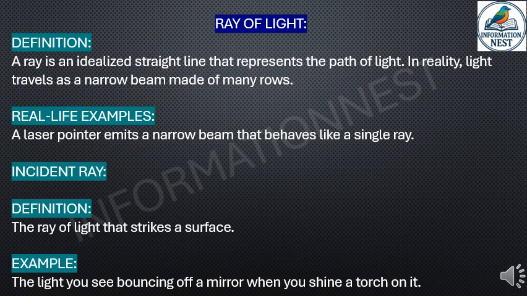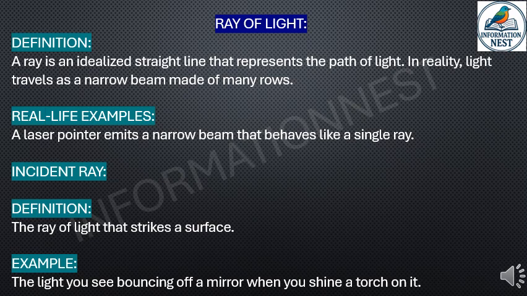Let's meet the superstar of the light chapter, the ray of light. A ray is like an ideal straight line that shows us the path light travels. But in real life, light moves as a narrow beam made of many tiny rays. Think of it like a laser pointer. It shoots out a sharp beam that behaves just like a single ray.